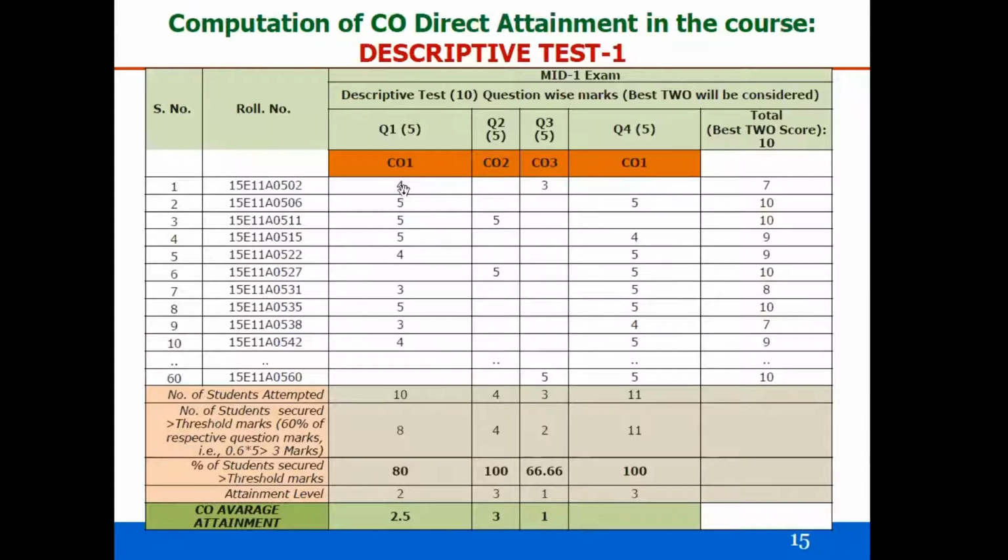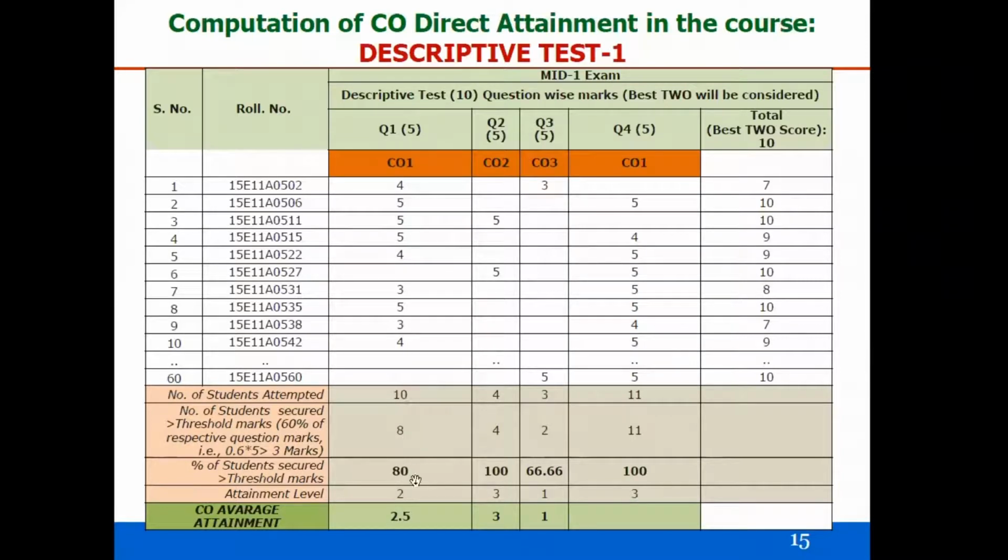For example, here, if you say greater than 3, you can't consider 3. If it is greater than or equal to 3, then 3 is also considered. Otherwise, excluding 3, you have to consider above 3, suppose 4, 5, 4, 5, like that. Here I have taken only 10 records for understanding purposes. Out of 10, 8 students secured 3 or more; this one and this one are excluded. So let us assume 8 secured.